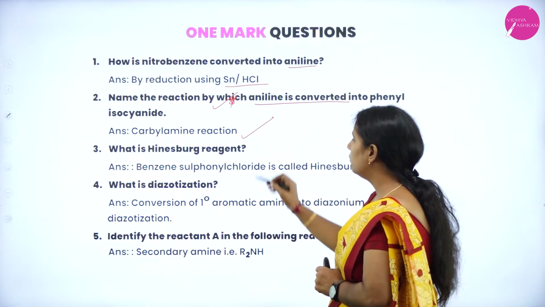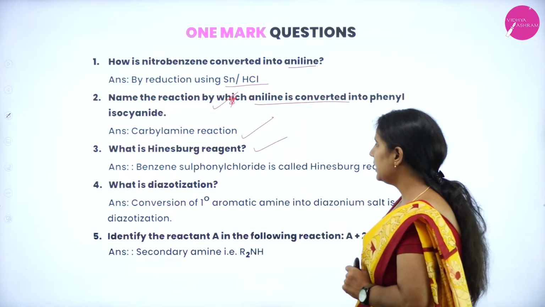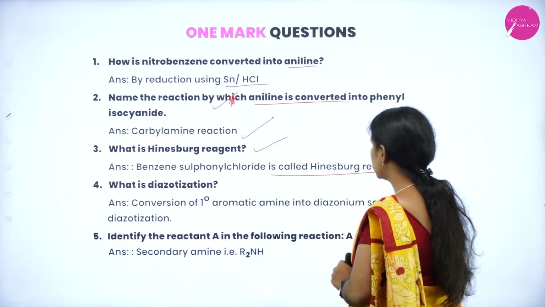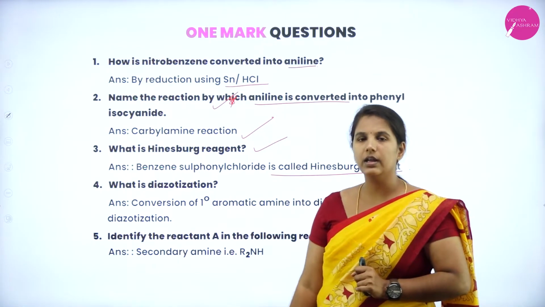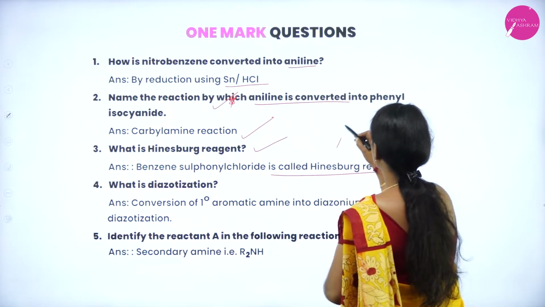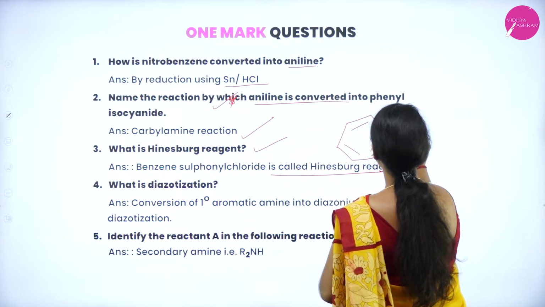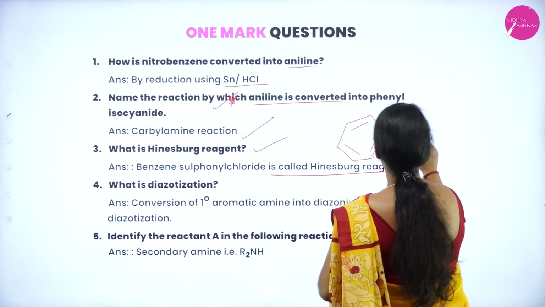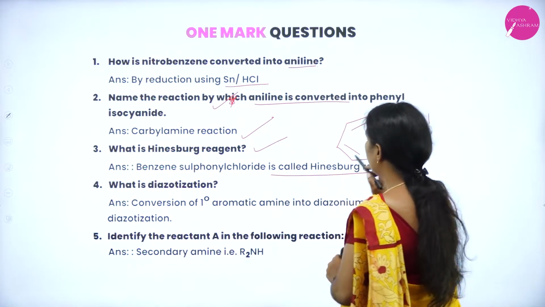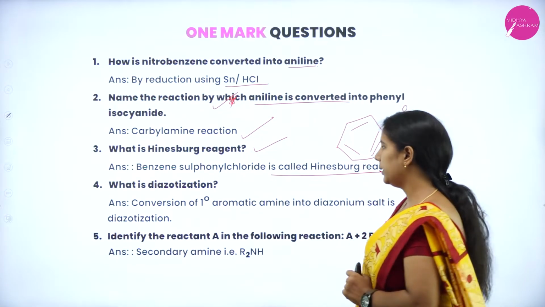Next question, what is Heisenberg reagent? So, benzene sulfonyl chloride, it is known as what? Heisenberg reagent. It is benzene sulfonyl chloride, and the structure will look like this. Benzene sulfonyl chloride. And this time also they have asked to write the structure of the Heisenberg reagent.